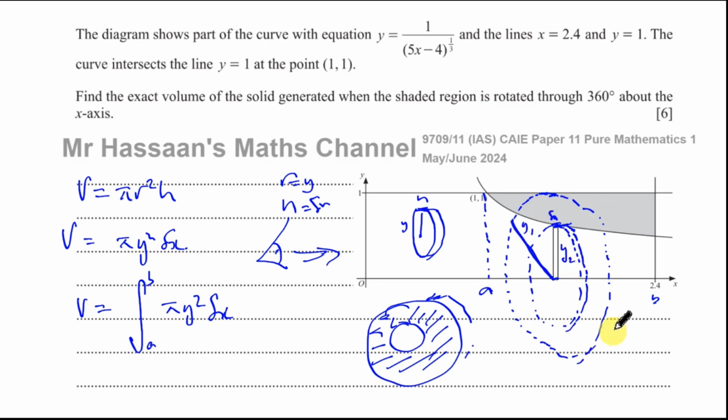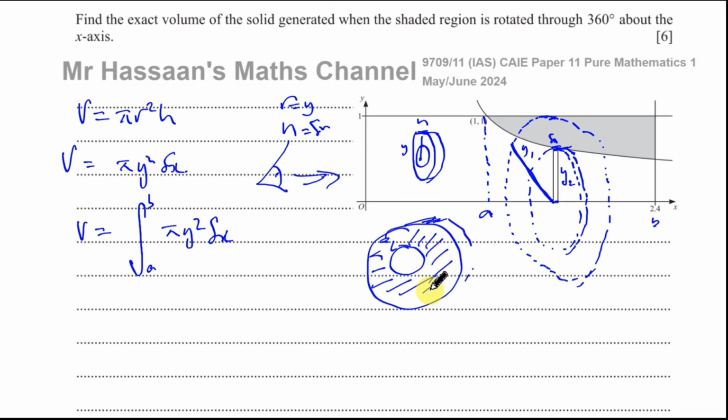So y1 and y2. If you want to find the volume formed of this shape here, like a cylinder with a hole in it, then what we've got to do is find the volume of the big cylinder, take away the volume of the small cylinder. So in that case, the volume is equal to, between a and b, pi times y1 squared minus pi times y2 squared dx.